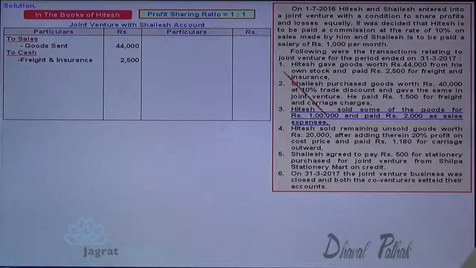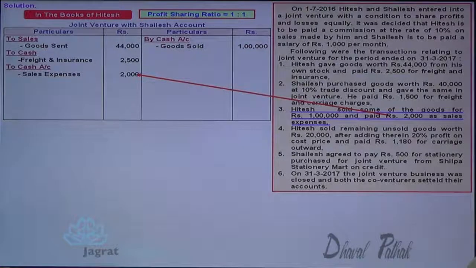Now notice 1 lakh will be credited. Cash or bank account debit to joint venture with Shailesh account. Expenses paid. This joint venture with Shailesh is a receiver, debit the receiver. This is to be treated as a personal account. So joint venture with Shailesh account debit to cash account.